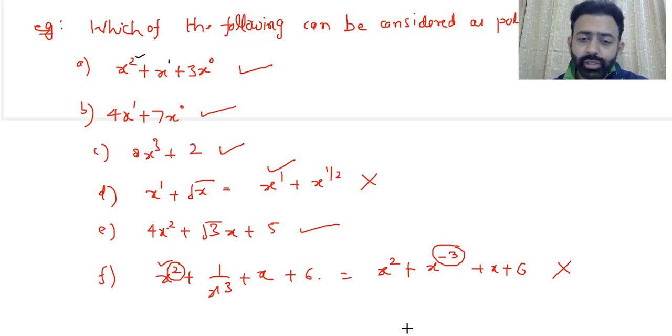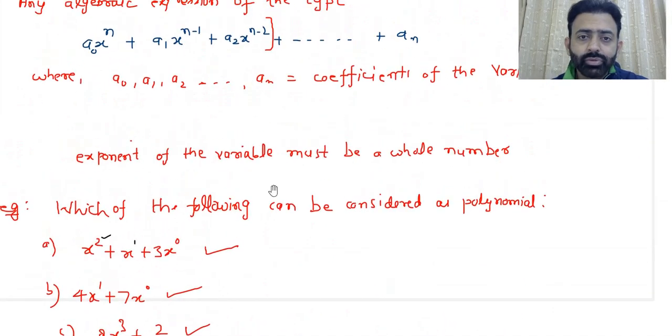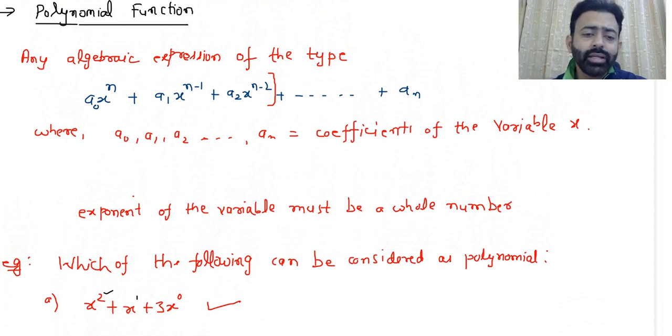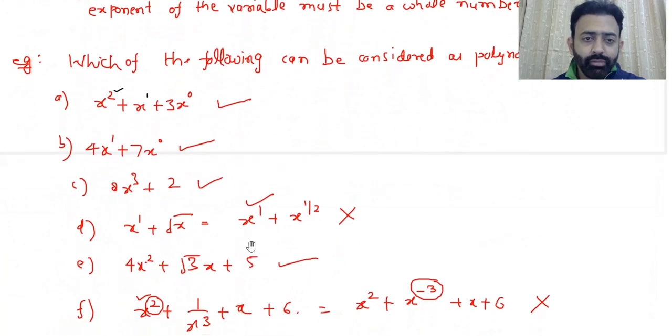Okay, and also, I was about to say, these a0, a1 and a2 are the coefficients of the variable x, which are just constants. These constants can be negative, positive, fractions, or they can be surds also, right? That's it. So any expression of this type will be called a polynomial function. Now next is the types of polynomial functions.